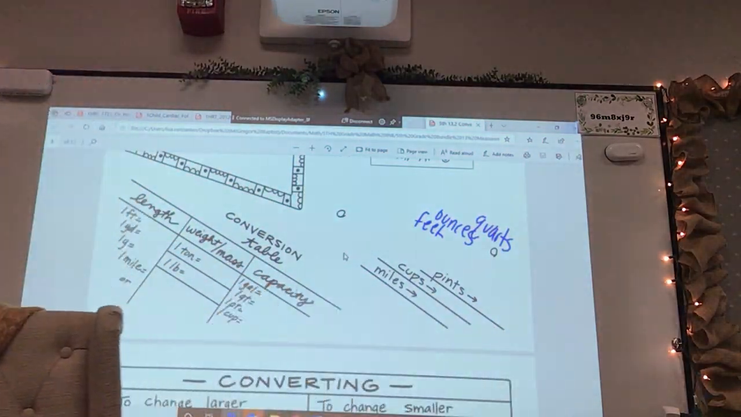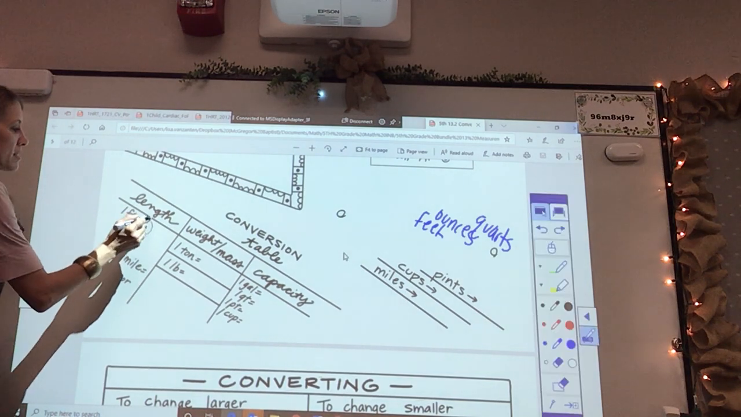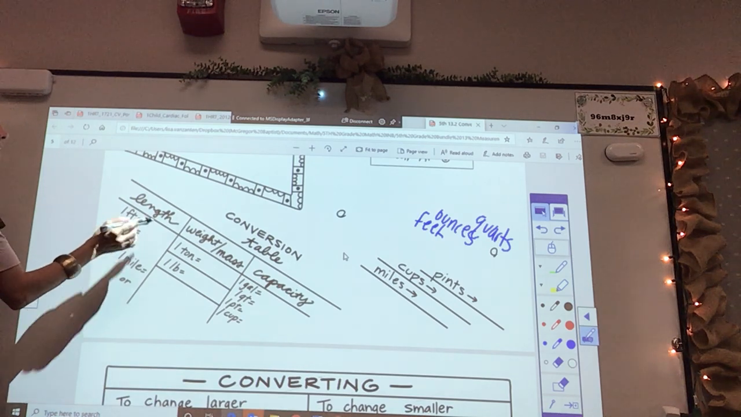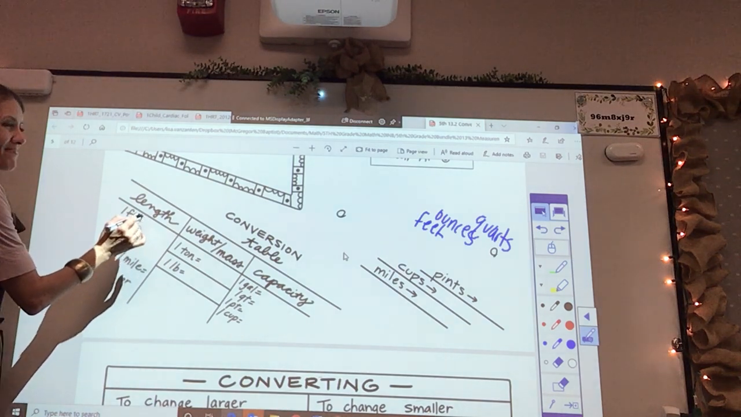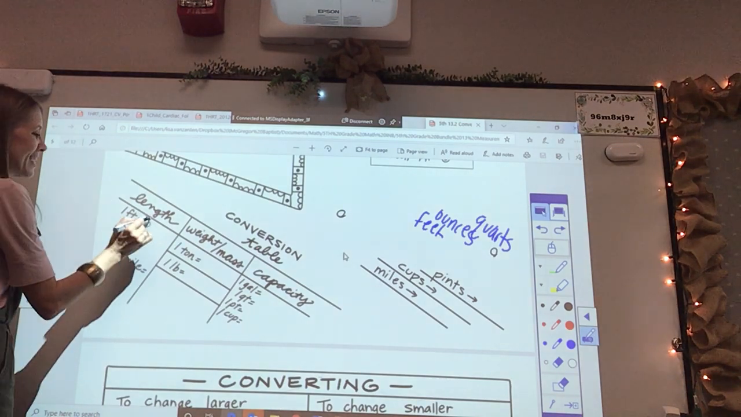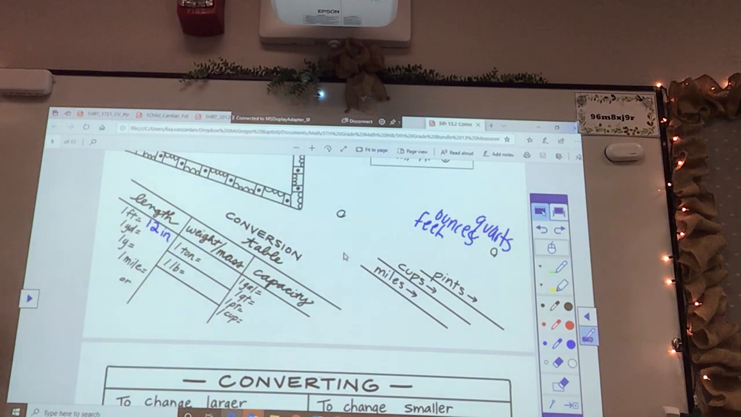our length measurements. 1 foot equals how many inches? 12. 1 foot is a ruler. That's about 12 inches. You can put IN for inches.